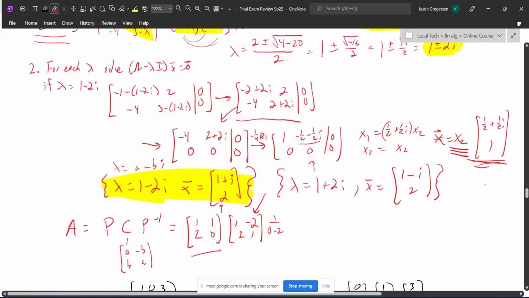Now once I have P, I could just calculate P inverse using my formula for the inverse matrix. This would be 0 minus 2, and this would be the matrix I get when I switch those values and change the sign on the off diagonal. So this would be the factorization of the matrix A. Any questions about the factorization P, C, P inverse?